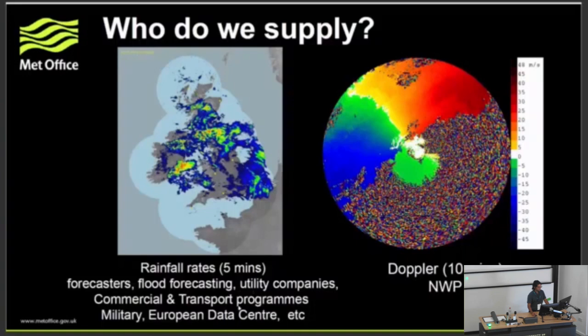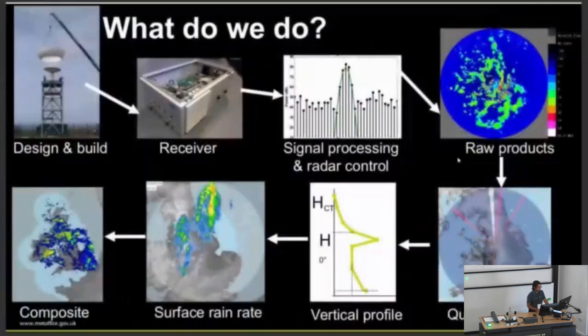We have quite a large variety of customers who make use of our data, and we also provide Doppler wind measurements, so that's just measuring the radial velocity of the wind from each radar, and that goes directly into numerical weather prediction. We're actually fortunate at the Met Office in that, unlike most Met services around the world, we actually design and build everything in our radar. So we control the entire instrument, so we can make it as good as we can afford to make it.